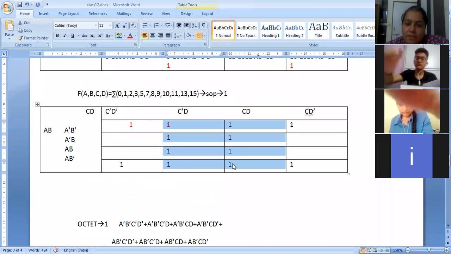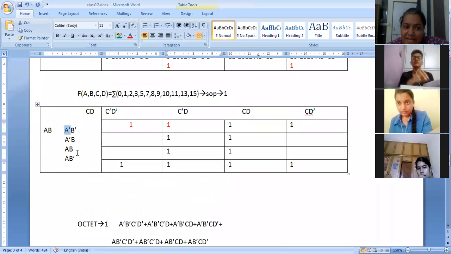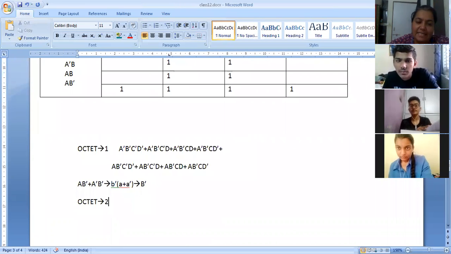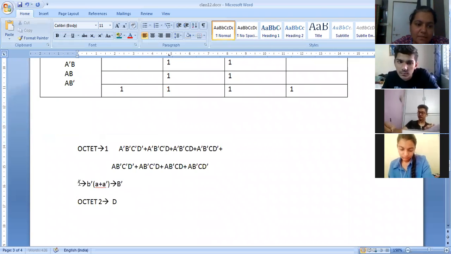Ma'am, we will take out D common. So C bar plus C. All these things will nullify each other. So what do we have? B bar D, C bar D and CD. Now C bar and C will nullify each other. So D. What is the answer? The answer is D. Please understand octet 1 and octet 2. I want only the answer here, so I'm removing all these terms.